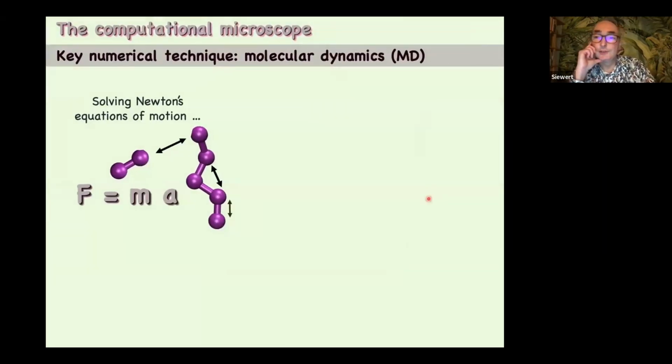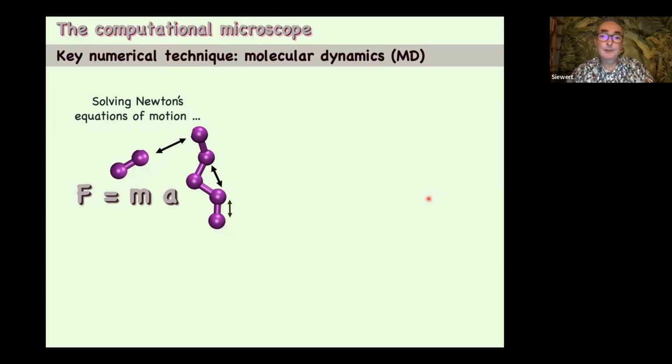Now, for those of you who are not familiar with the underlying technique of molecular dynamics, here is just one slide showing what molecular dynamics is about. It's very easy in the sense that we're solving Newton's equations of motion for a number of interacting particles, which can be the atoms that you want to study, or if you coarse-grain your system, as we do, groups of atoms or coarse-grained beads.